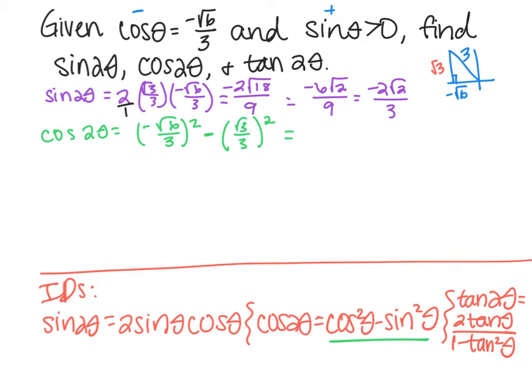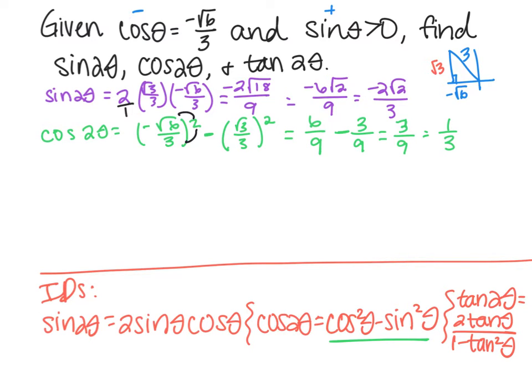Now we just simplify that. Whenever you square a fraction, keep in mind to square the top, square the bottom. So square the negative to become positive. This becomes 6 over 9 minus 3 over 9, which gives us 3 over 9, which is 1/3 for cosine of 2 theta. And now lastly, we have tangent of 2 theta.